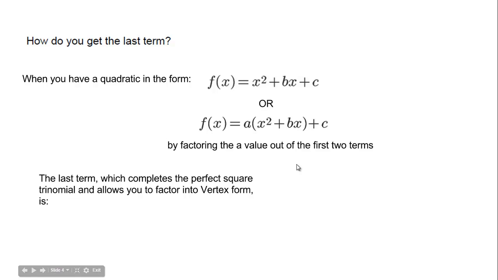Like the last term, which completes the perfect square trinomial and allows you to factor into vertex form, not looking at the c, like kind of putting the c on the outside, is b divided by 2 squared. So where we got the 4 was we divided the middle term by 2. So we took this b and divided it by 2, and then we squared it. That's why I didn't change the b to b over a. I just want to emphasize that we're just taking this number here, whatever it is, whether it's inside the brackets or not, or with a simple trinomial. It's just divide this number by 2 and square it.